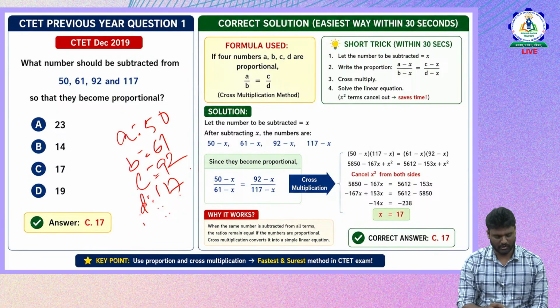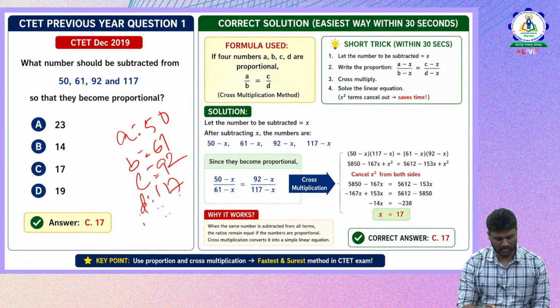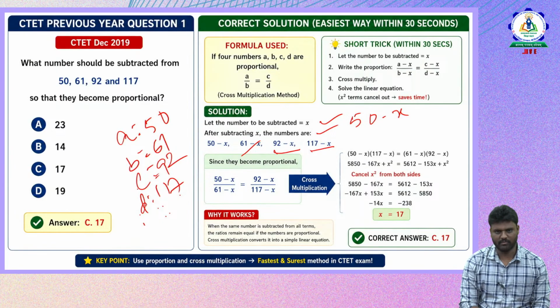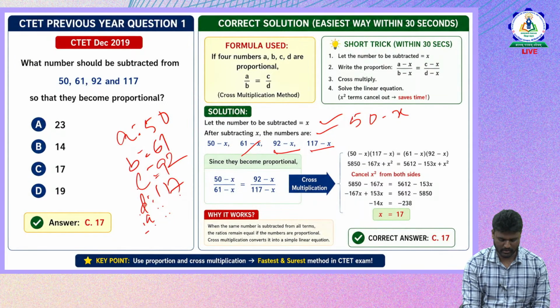What we have to identify is which number should be subtracted. Let the number to be subtracted be x. After subtracting x, the numbers become 50 minus x, 61 minus x, 92 minus x and 117 minus x. Now let us write it in the form of the proportion formula, that is, A by B is equal to C by D.